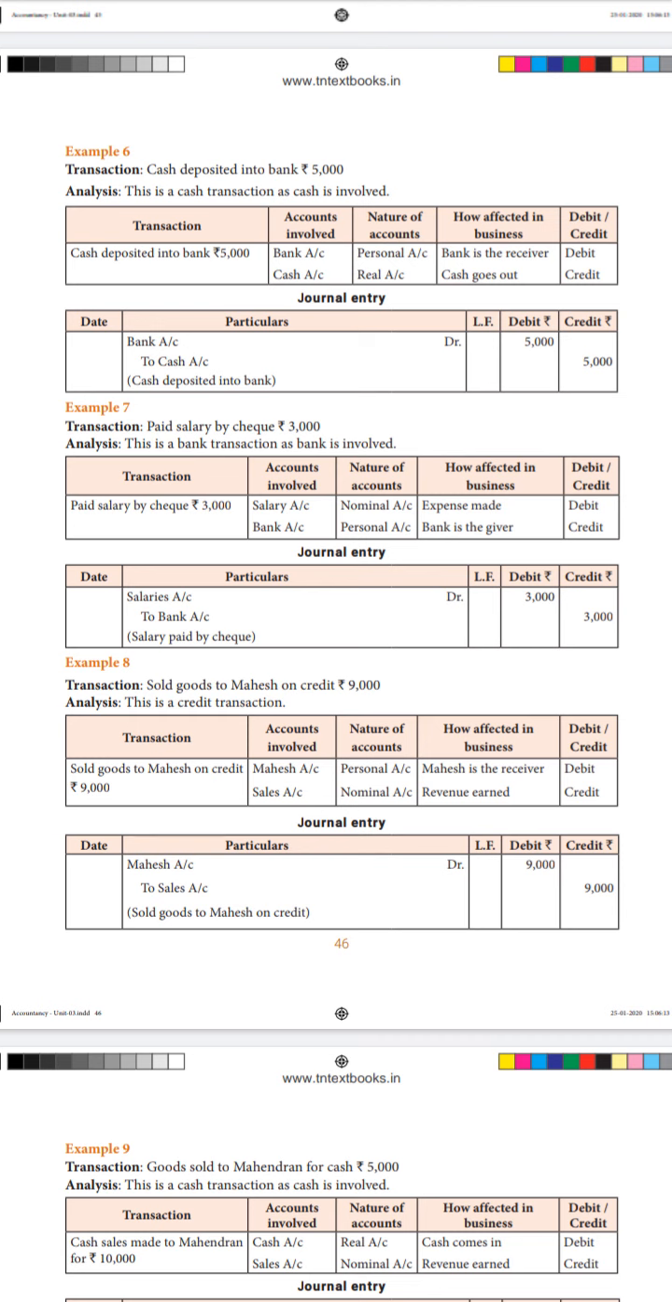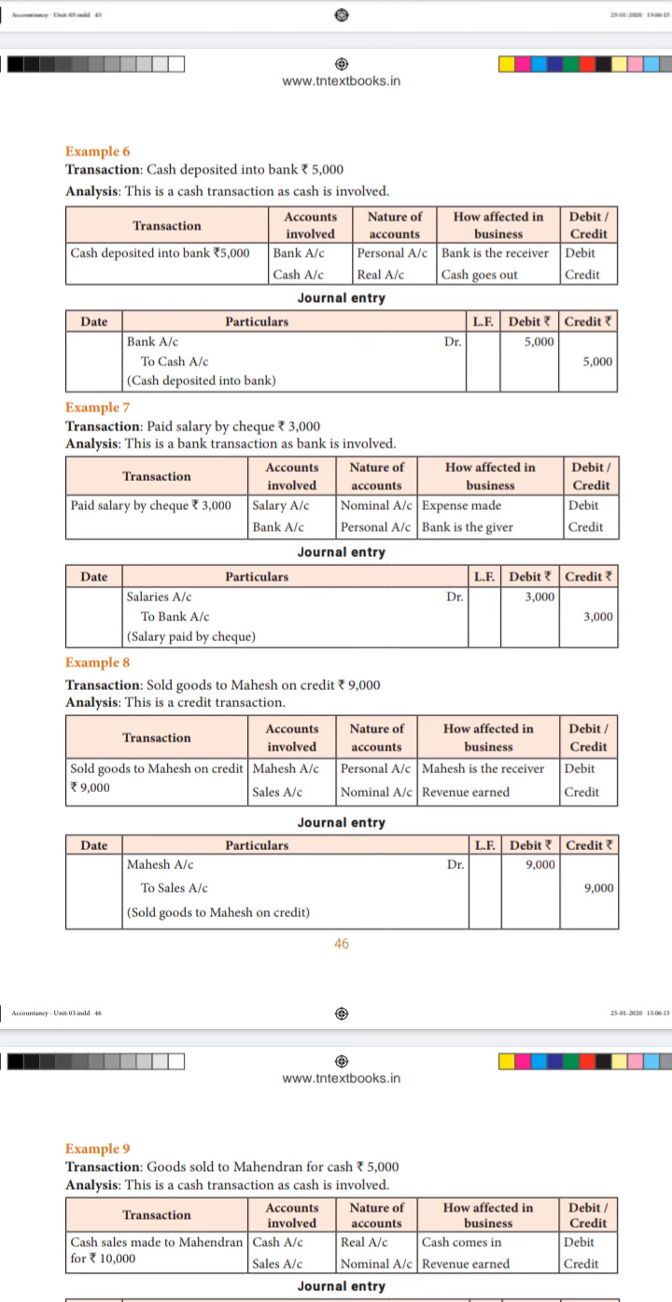We are depositing cash into the bank, which means we take cash from the business and deposit it in the bank account, so cash is going out of the business. Cash goes out of the business, so we have to credit cash account. While writing the journal entry, you have to write the format: date, particulars, ledger folio, debit, credit. As we analyzed, bank account should be debited, cash account should be credited.